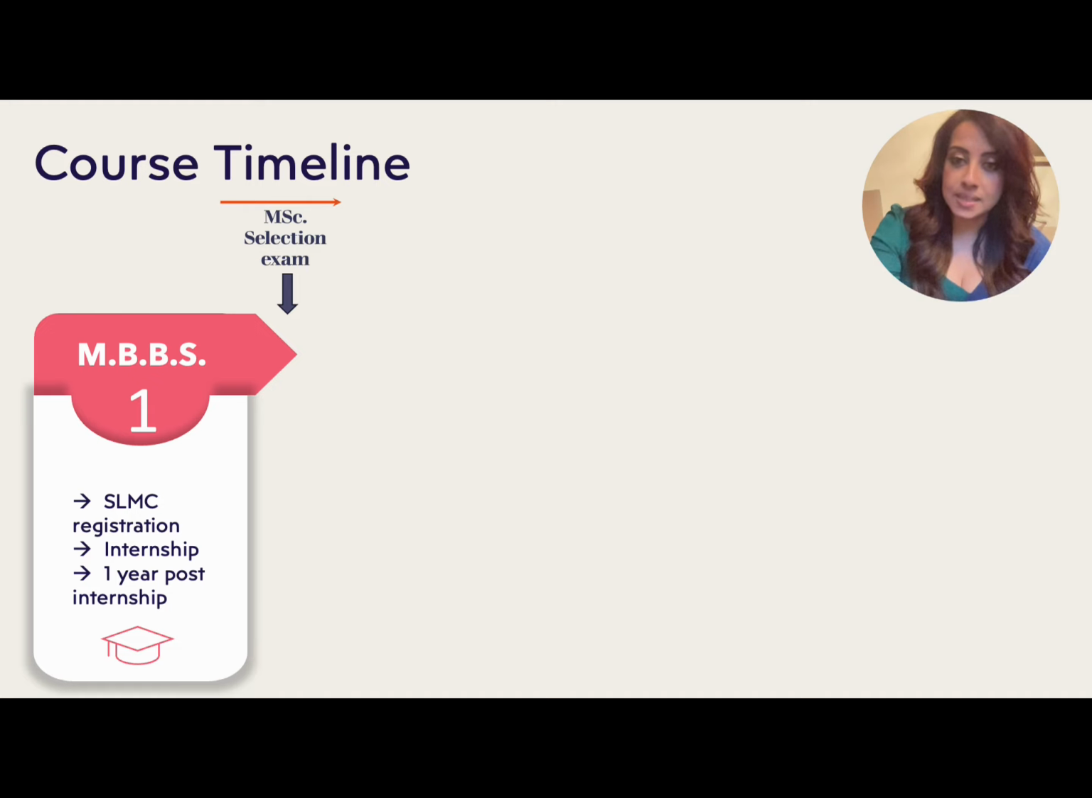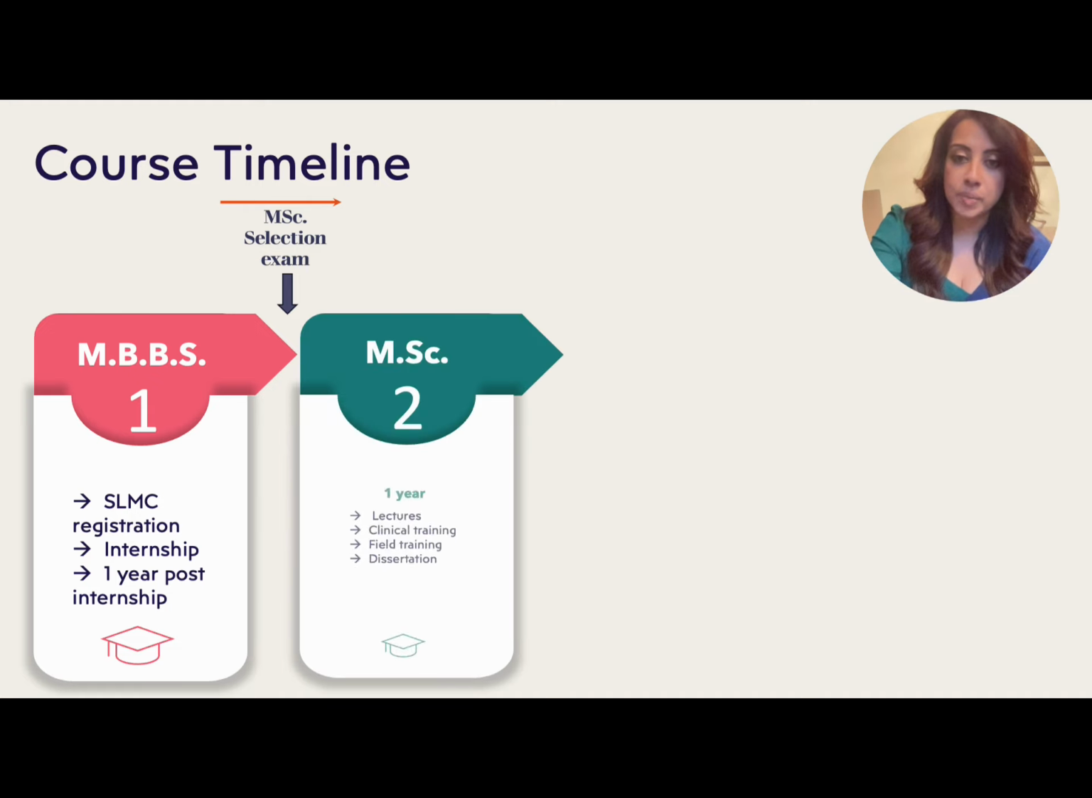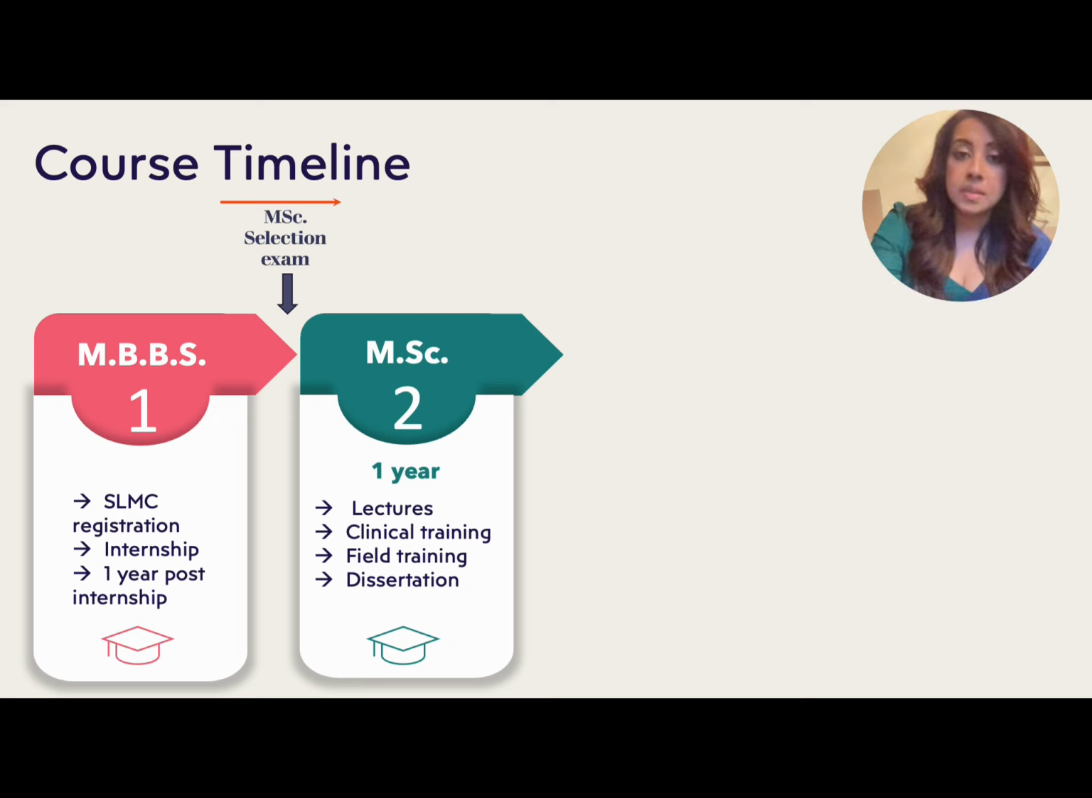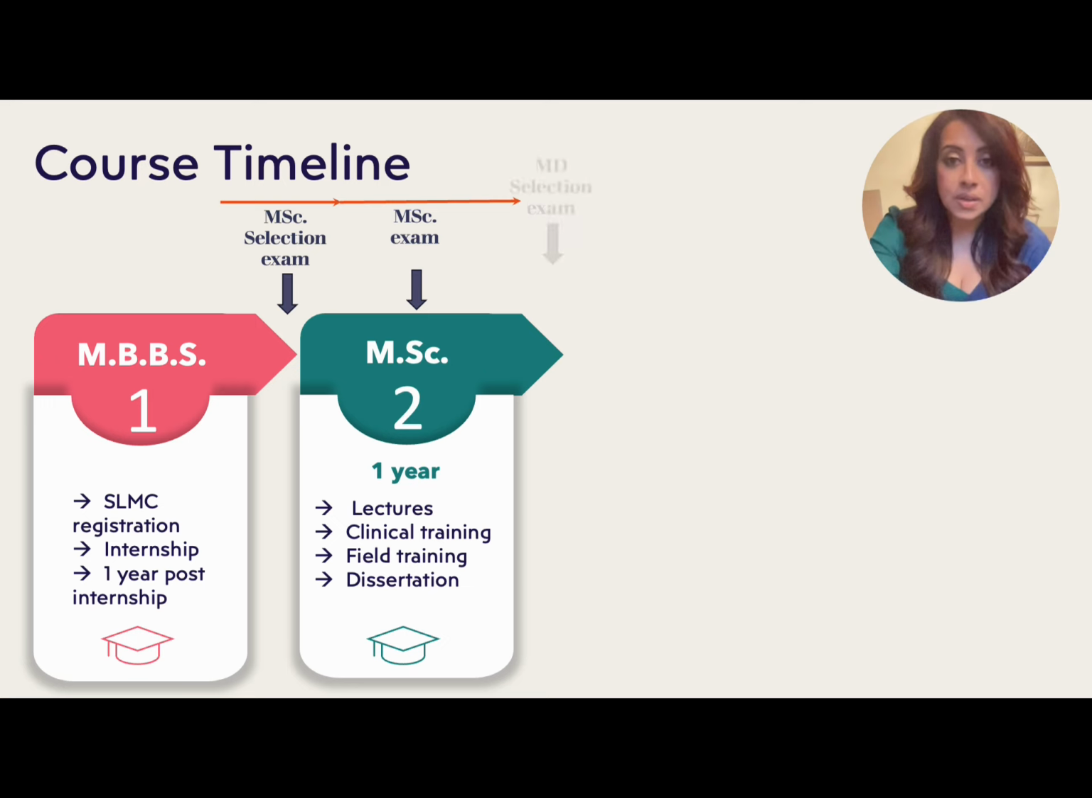And once you pass the selection exam, you will be released from your current workplace to attend the PGIM for a full-time one-year course. The master's course includes lectures, clinical training, practical sessions, along with a research project leading to a dissertation. And at the end of the year, you will face the MSc exam followed by the submission of your dissertation. And once you are done with the exam and complete your dissertation, you are eligible to sit for the MD selection exam. This exam is typically scheduled 3 to 4 months after the MSc.